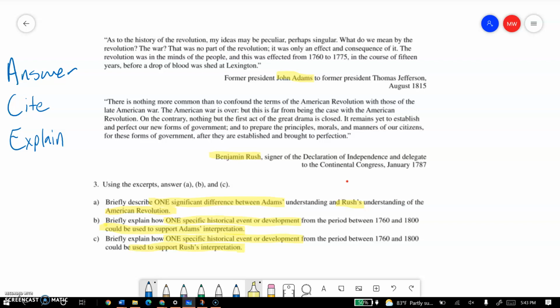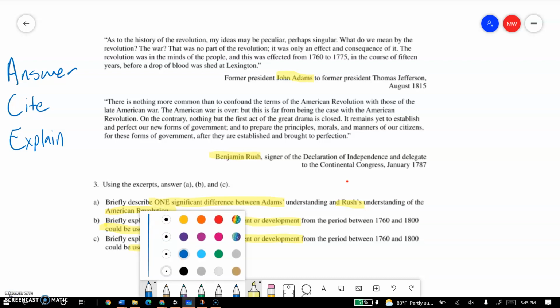Now, I want everyone to take a second, pause the video, and read through these two statements made by these two men. Now that we've gone over the questions a little bit, see if you can pick out how their understanding of the American Revolution differs. Go ahead, pause your video, take a couple of minutes to read both, not too long, and start it back up. We'll continue from there.